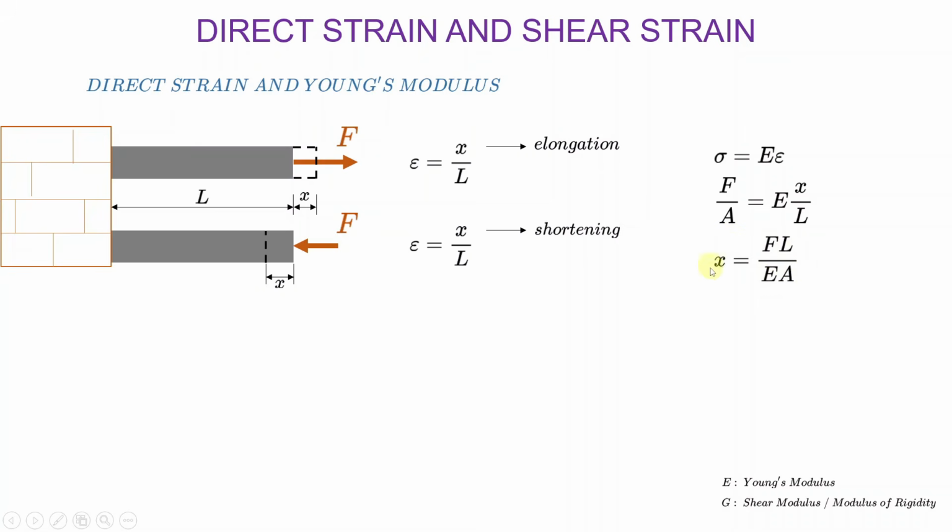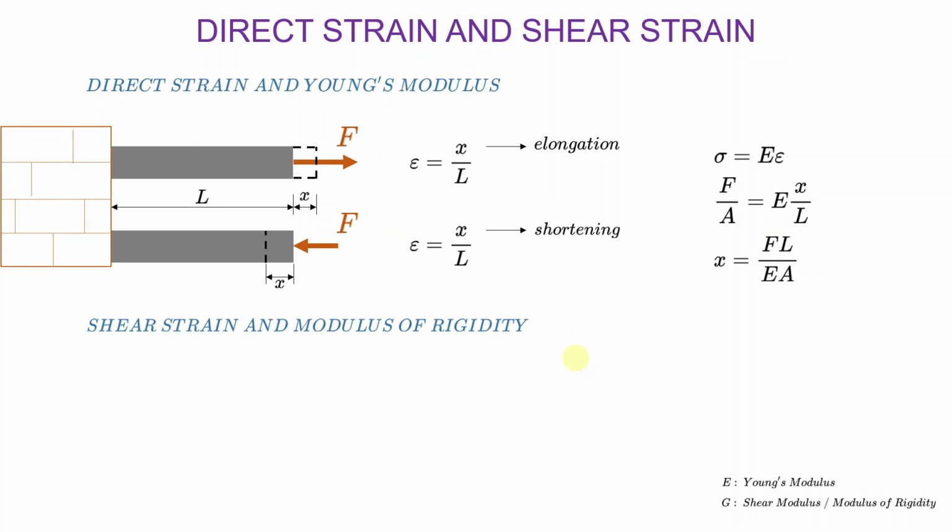Okay, so this is an equation that is very, very important because it allows you to calculate the elongation or the shortening, depending on the question, based on the force and the original length of the object, the Young's modulus, and the cross-section area of the object. Okay, so this here is a very important equation to remember. X is equal to FL over EA. Very, very important. Now, let us speak about the shear strain and the modulus of rigidity.